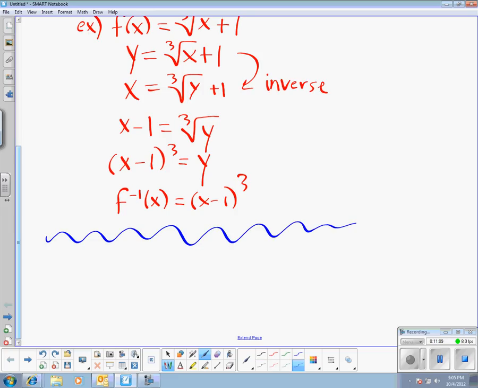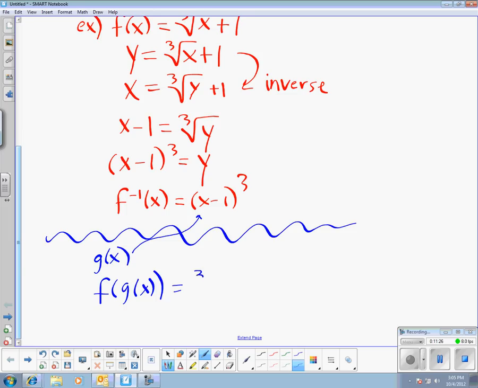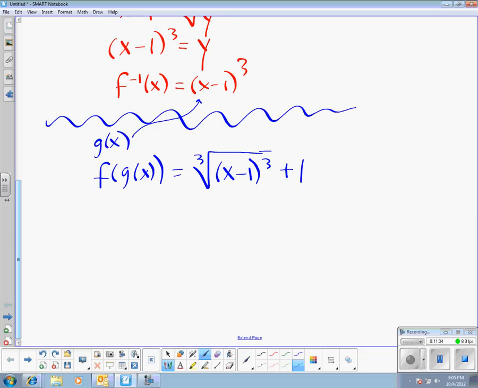I've called it f inverse here, so I'm going to rename it g of x real quick. So f of g of x would be: take the f function, which was the cube root of x plus 1, and instead of x in that function, I'm going to put x minus 1 cubed, and then do the plus 1. So this is f of g of x.